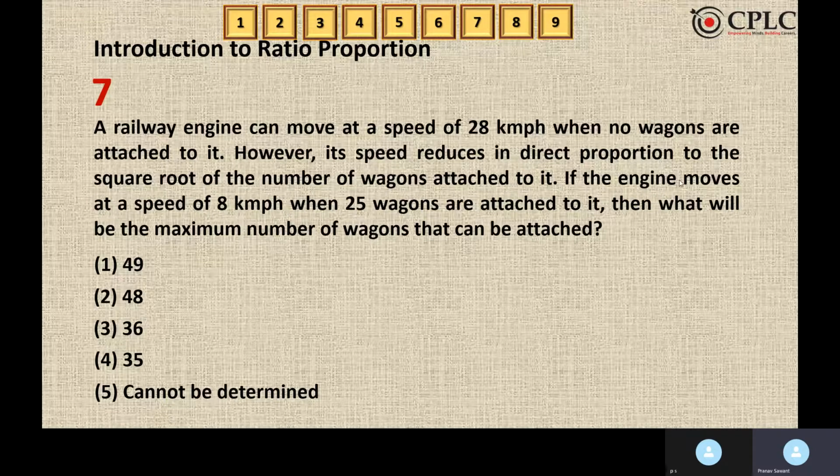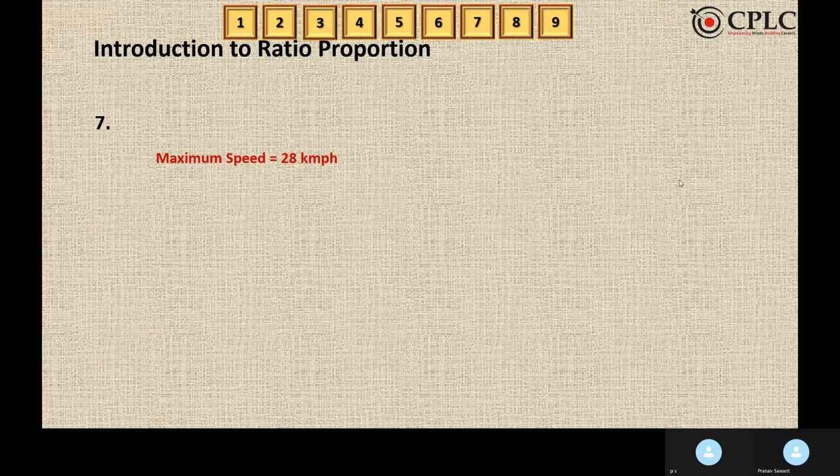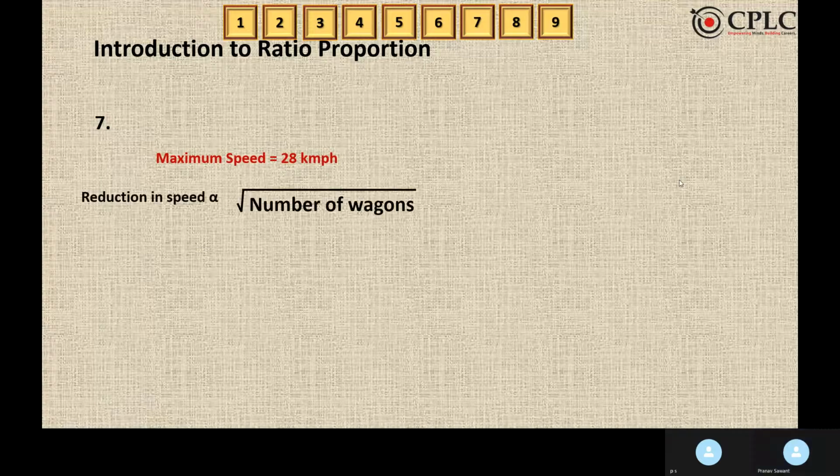Now we have to find out the maximum number of wagons while the train is moving. So let us try to figure out the equations. Now we know that the maximum speed is 28. And according to the question, the reduction in speed is directly proportional to the square root of the number of wagons. So the reduction in speed would be 28 minus 8, directly proportional to square root of 25.